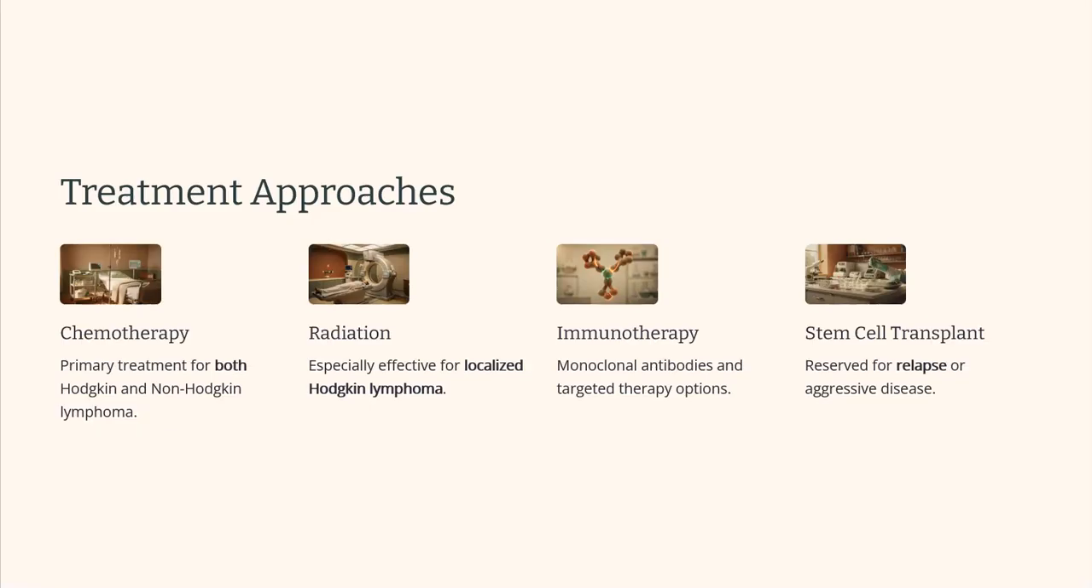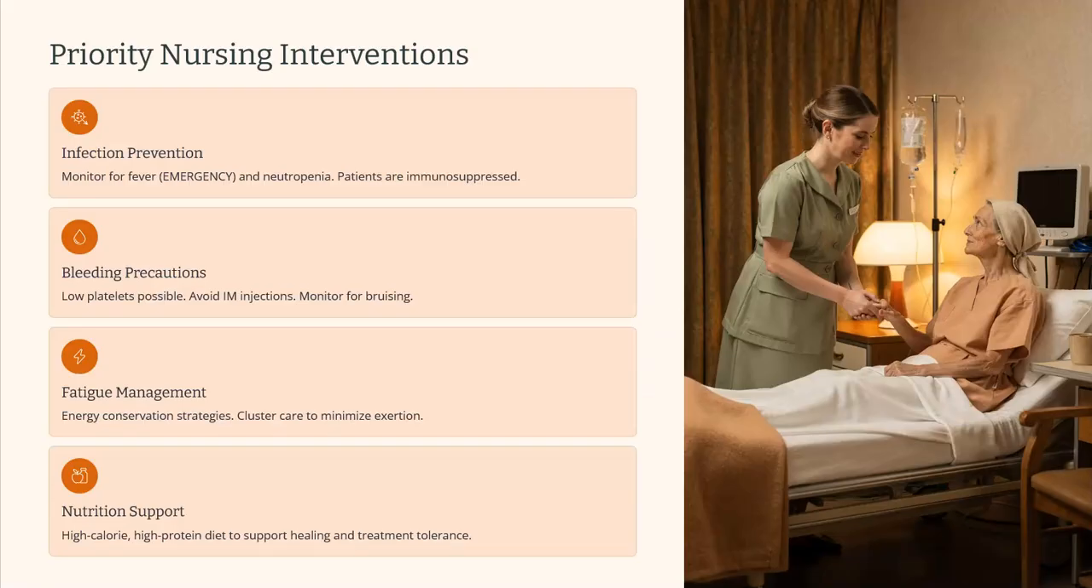Primary treatment for both Hodgkin's and non-Hodgkin's lymphoma is going to be chemotherapy. The patient may also receive radiation, immunotherapy, which is a targeted therapy, or possibly even stem cell transplant for severe cases. Your priority nursing consideration of caring for a patient with lymphoma is going to be infection prevention.